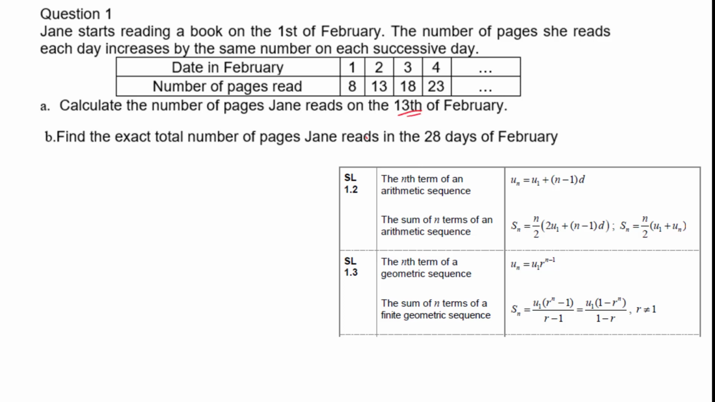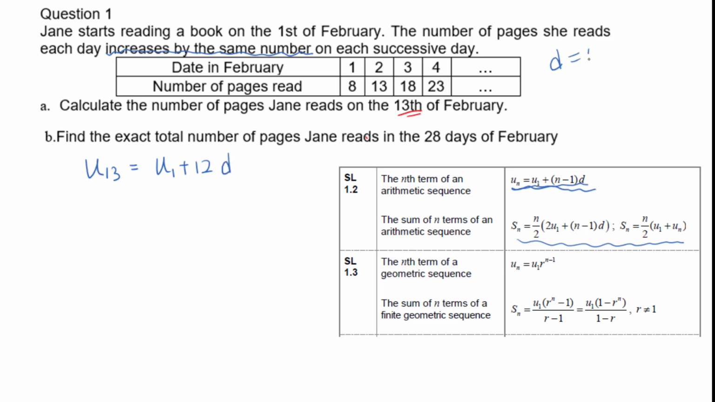First of all, according to "increases by the same number," we know this is an arithmetic sequence. We are about to use this formula to figure out this problem. On the 13th of February, which means U sub 13 equals, using this formula, we will get U sub 1 plus 12D.